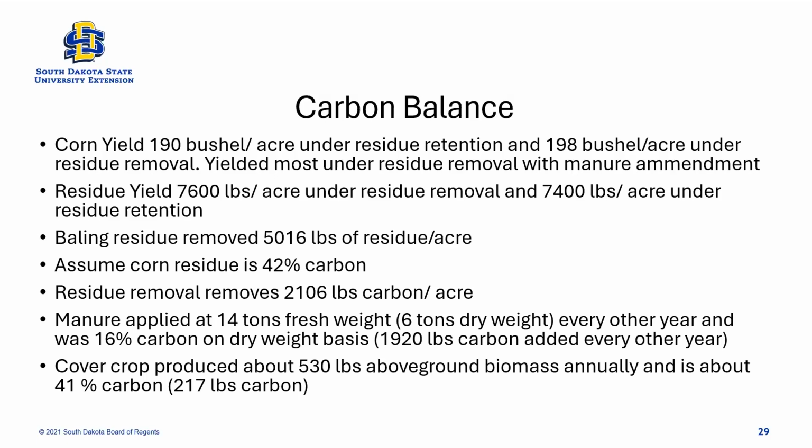And when we applied the manure, you added about 1,900 pounds of carbon per acre every other year. And the rye cover crop produced about 530 pounds of biomass annually, which is about 40% carbon. So you're only returning 200 pounds of carbon per year, plus whatever carbon is in the roots, which is probably about 100 pounds more of carbon.